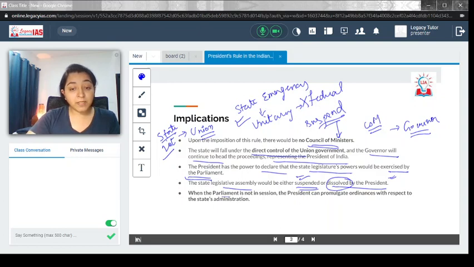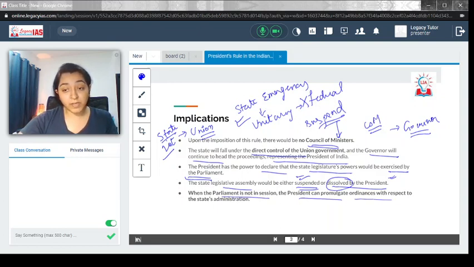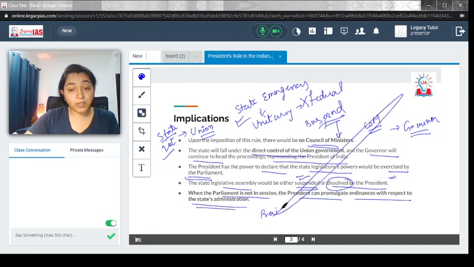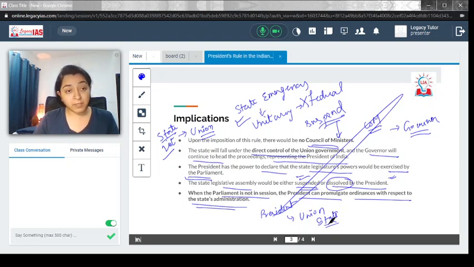When the parliament is not in session, the president can promulgate ordinances subject to the state administration. Now generally, the president can only promulgate ordinances for the subjects which are mentioned in the union list. But in case of president's rule imposition, the president can also promulgate ordinances for the state administration. So these are the implications, that is what happens.